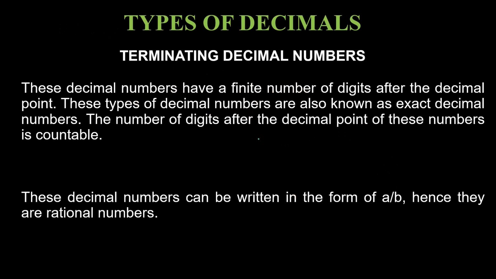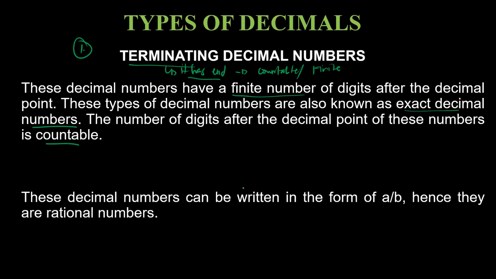Now let's proceed to types of decimal. The first one, we have the terminating decimal numbers. When we say terminating, from the word terminate, meaning it has an end. These decimal numbers have a finite number of digits after the decimal point. Kaya nga siya naging terminating decimal. These type of decimal numbers are also known as exact decimal numbers. The number of digits after the decimal point of these numbers is countable. Kaya nga siya tinawag na terminating decimal because it has end. Kung may end siya, therefore it is countable or it is finite.